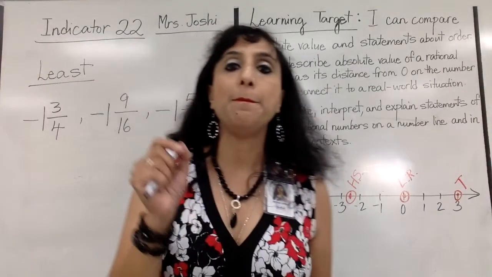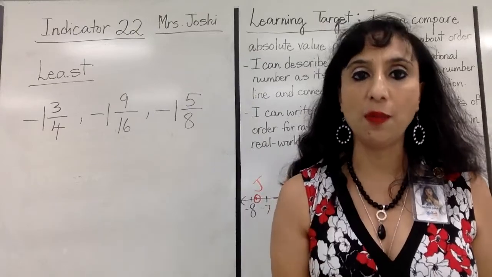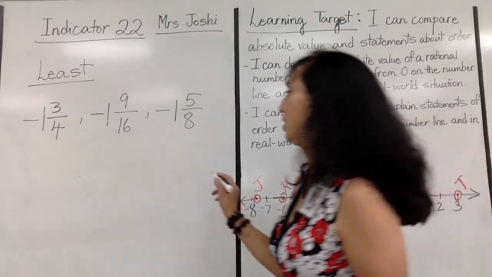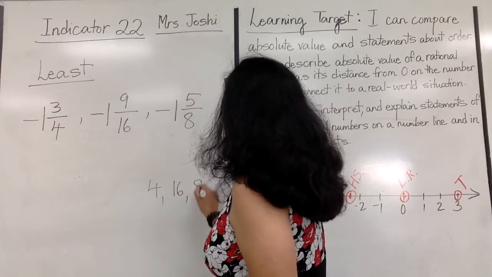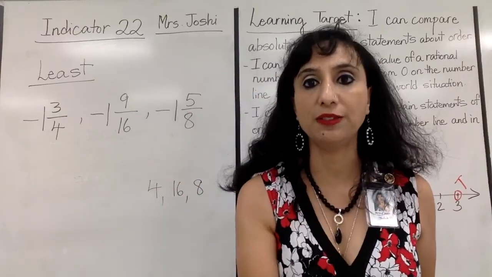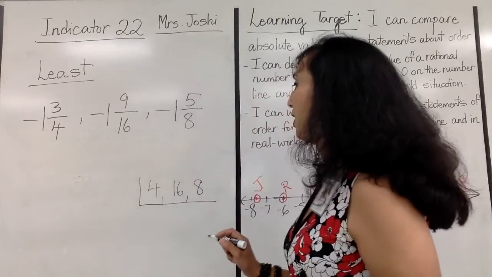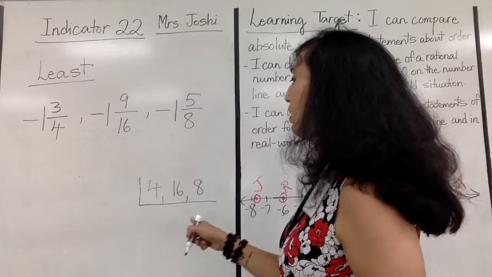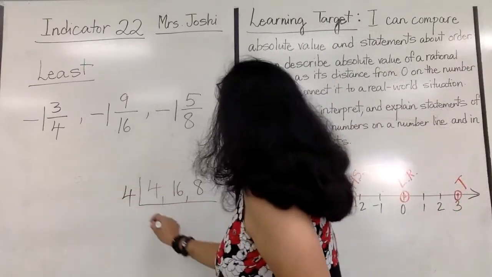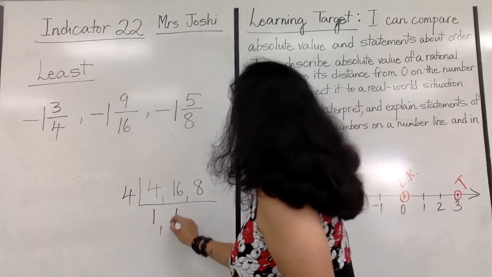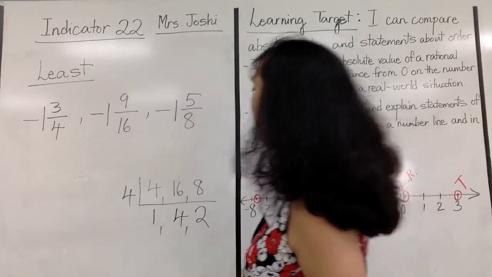So in order for you to compare, make sure that you find the least common denominator. In order to do that, you do 4, 16, 8. You're trying to find the LCM of the denominators. Okay, so if I look at this, I know that all of them are divisible by 4. So I'm going to write this here. And I'm going to write 1, 4 times 4 is 16, 2 times 4 is 8.